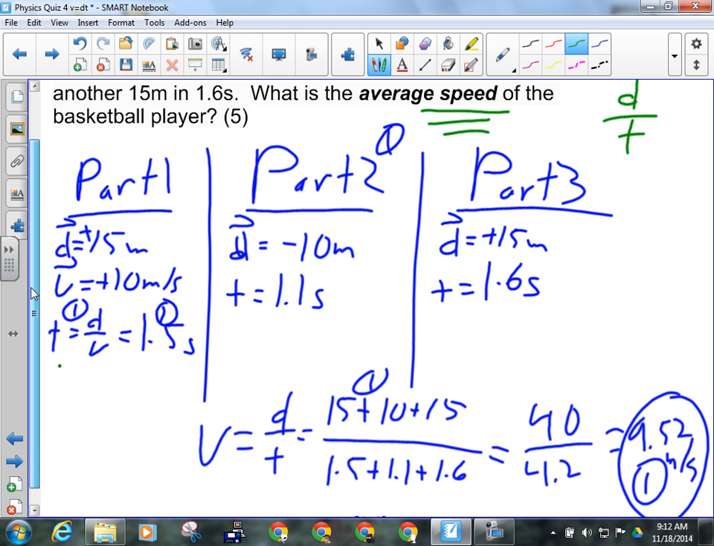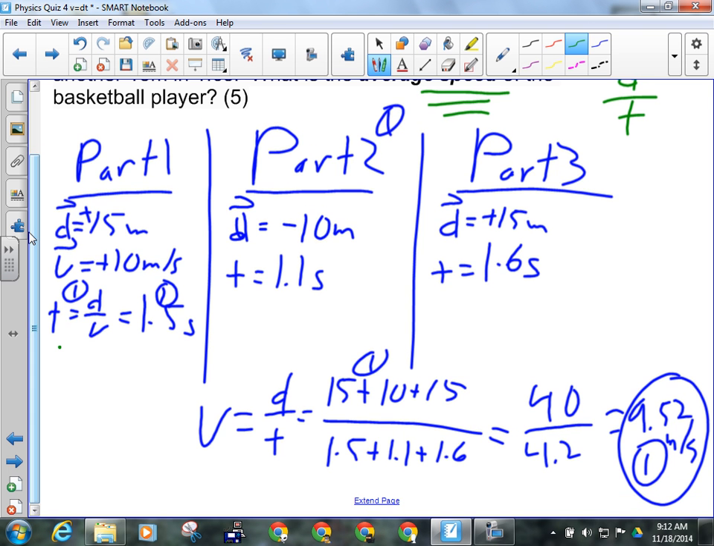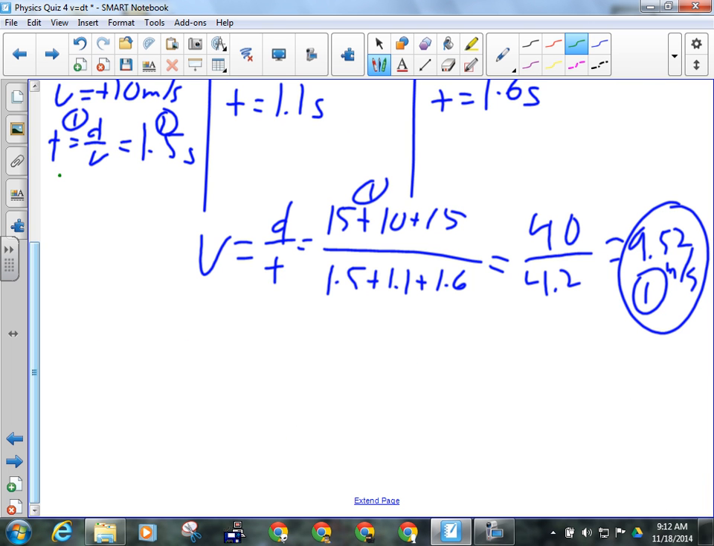All right, so we're up to 3 out of 5 marks here. The fourth mark is for showing that speed is total distance, 15 plus 10 plus 15, because direction doesn't matter, over the total time, 1.5 plus 1.1 plus 1.6, or maybe they just had 40 over 4.2. That's fine too. Give them a mark if they showed that method mark there. Answer comes out to 9.52 meters per second.